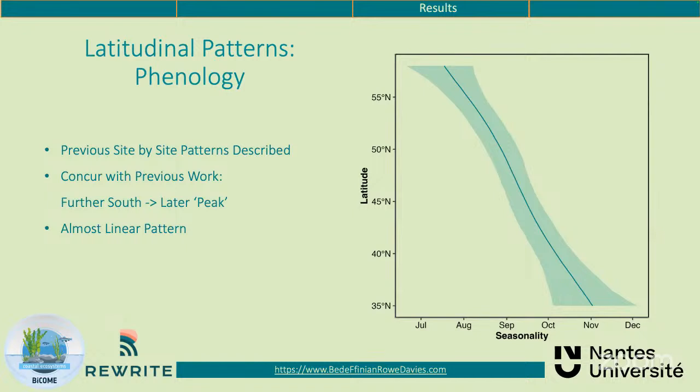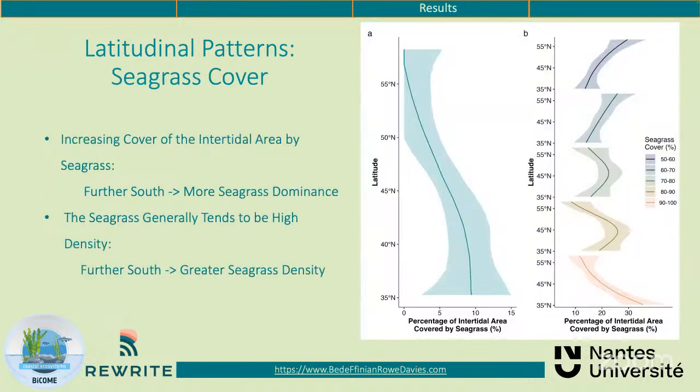But then looking at the data that we had, we also wanted to look at how the proportion of the intertidal area covered by seagrass changes with latitude. And we actually found that generally at lower latitudes, you had a larger proportion of the intertidal area covered by seagrass. However, I will note that the further south you go in Europe, the smaller the intertidal area there is available. So there are extremely large areas in the Wadden Sea, for example, of intertidal area.